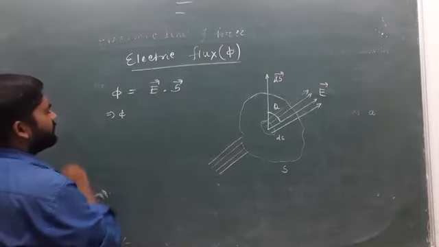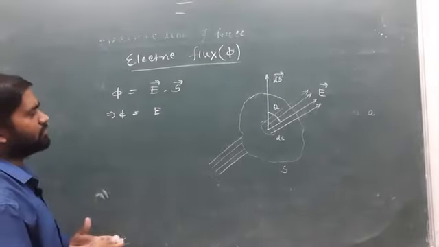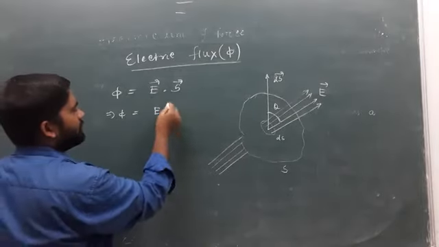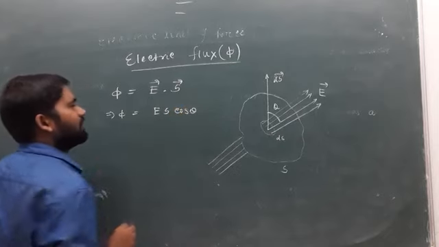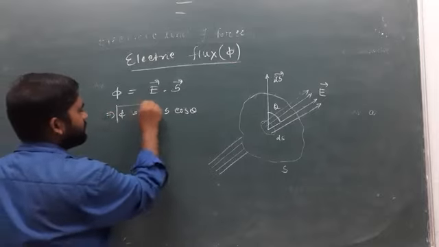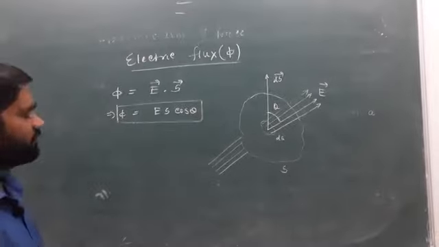Since there is a dot product, there is a cosine of the angle between the electric field and the surface vector. So phi equals E S cos theta. That is the mathematical form to evaluate the electric flux.